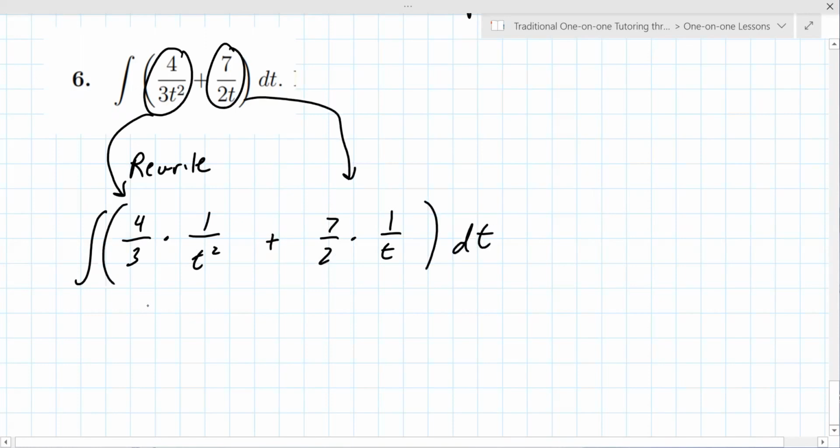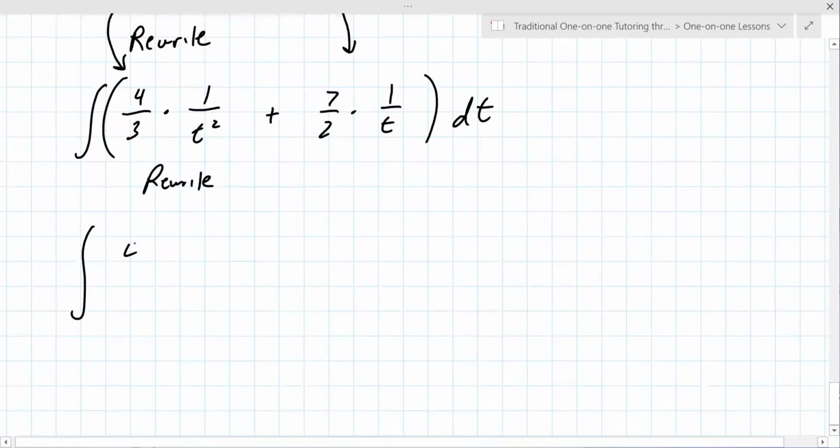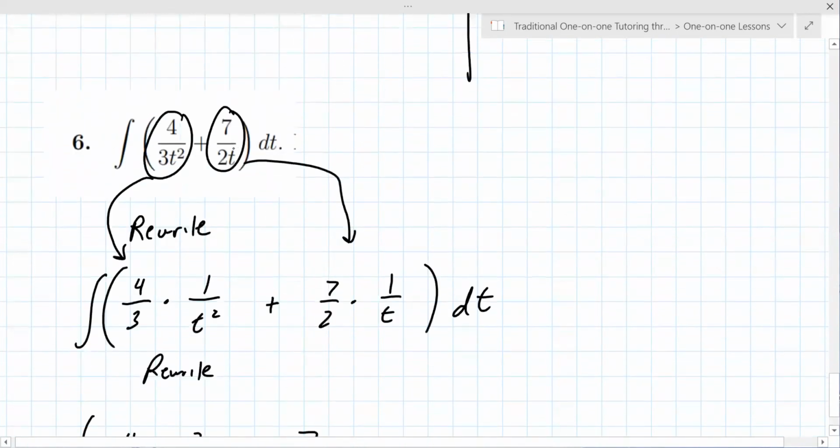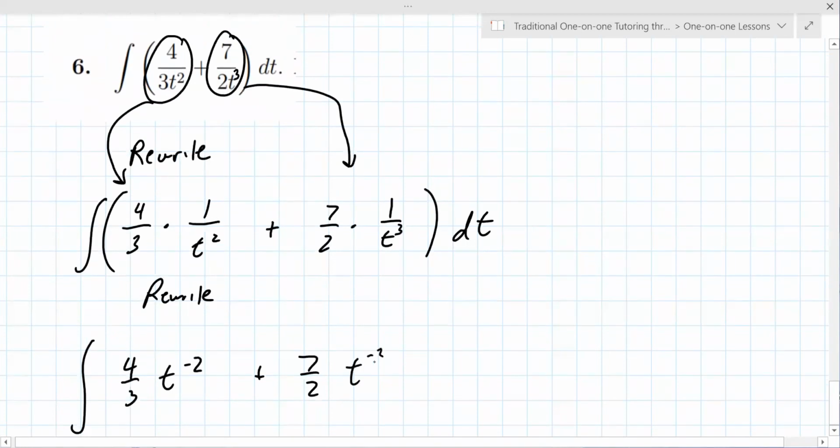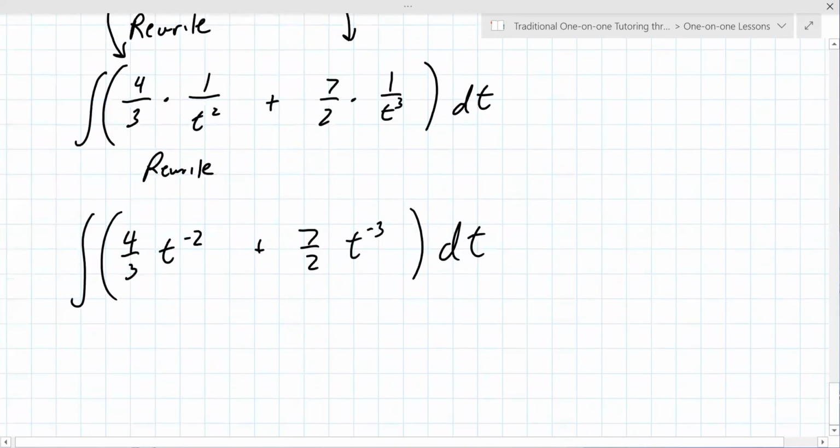Okay. And then we need to do yet another rewrite. Then 4/3 t to the minus 2 plus 7/2. Actually, you don't know enough to do this, so let's just exclude that for now. Let's make it a 3, so we'll say it's t to the minus 3. Okay, so now try it from here. We already rewrote it, so it's just applying the power rule again.